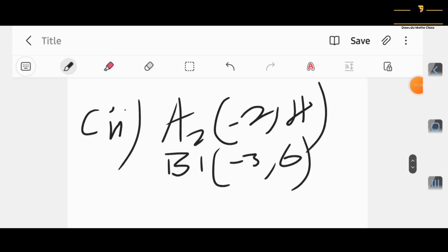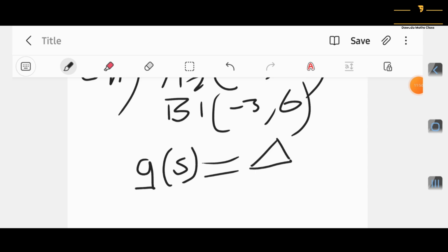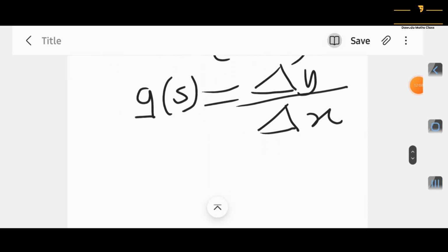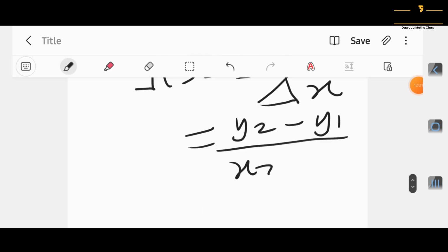And we are asked to find the gradient of these two points. To find the gradient, let's represent gradient with G. Mostly it's S, because it's a slope, but let's represent it with G. Gradient is equal to change in Y over change in X. And then gradient is equal to Y2 minus Y1 all over X2 minus X1.